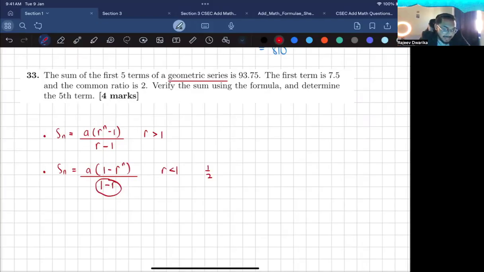So if r is less than 1, the 1 has to come in front so that you don't get a negative number when you subtract. You understand what I mean, right? And the same reason here. If r is more than 1, give me a value that's more than 1. 2. If I plug 2 into this formula, what's 1 minus 2? Negative 1. Right, so that's a little hack.